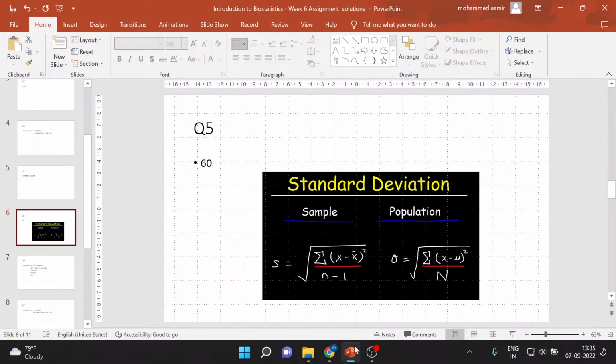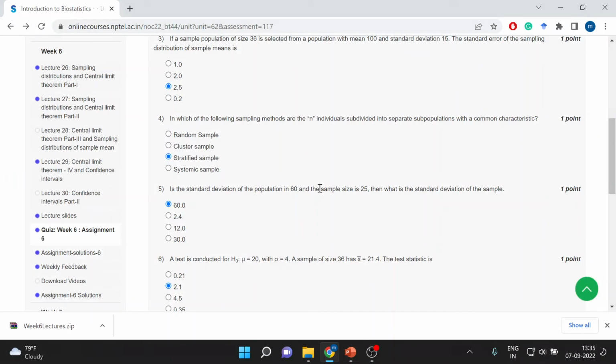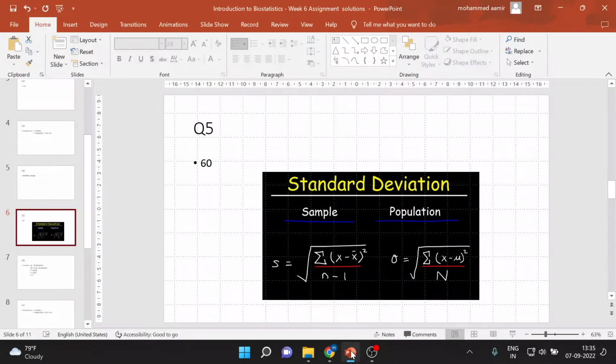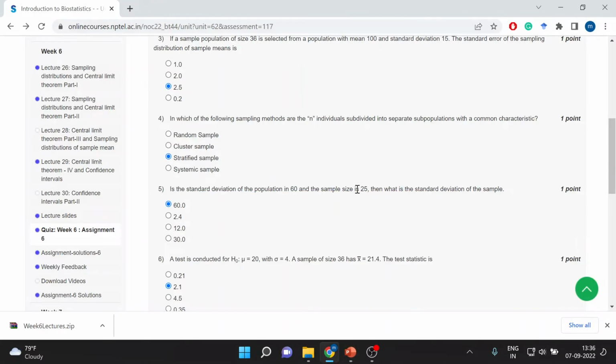So what we have here is that the sample size is 25 and the standard deviation of the population is 60. If you substitute, instead of 25, you substitute 24 in the denominator for n minus 1. So n here was 25, right? In the question you have n is 25, sample size is 25. To get the population standard deviation you just have to make it 24, and 60 by 24.